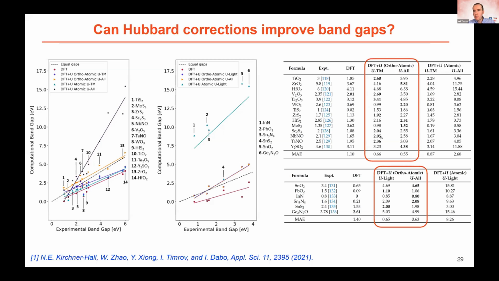Band gaps are improved, but they are still not perfect. And as I wrote on Slack, you should use better Koopmans functionals for band gaps, because the Hubbard functional was not really designed to give you excellent band gaps. It improves, but it's not really the theory for band gaps.